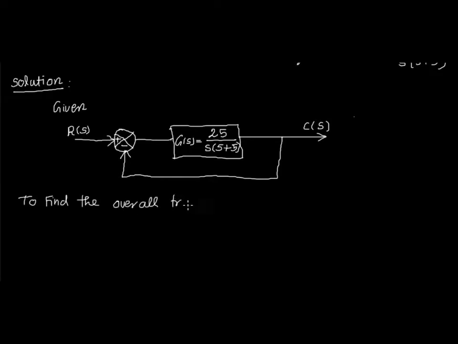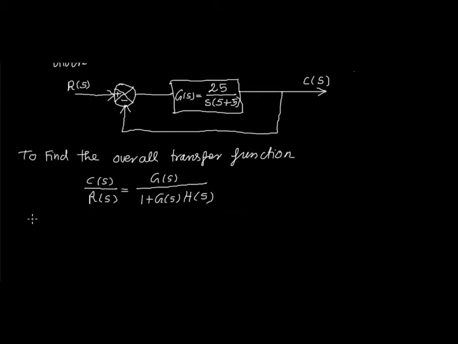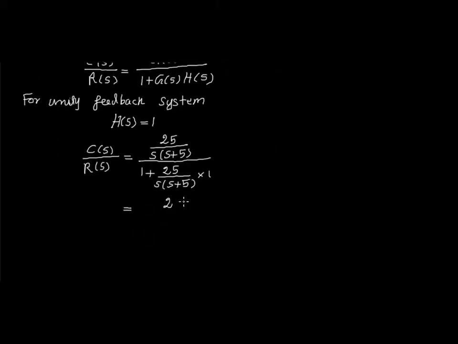To find the overall transfer function of the system, we can apply the formula C(s) divided by R(s) equal to G(s) divided by 1 plus G(s)H(s). Here for a unity feedback system, the value of H(s) equal to 1. So we can substitute H(s) equal to 1, then C(s) by R(s) is equal to the given open loop transfer function divided by 1 plus open loop transfer function into H(s) equal to 1.